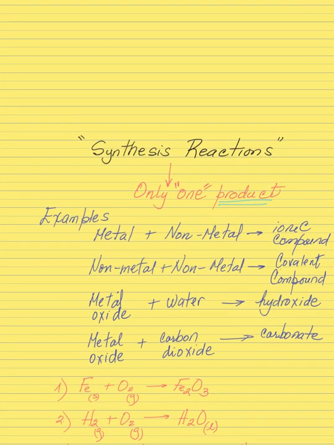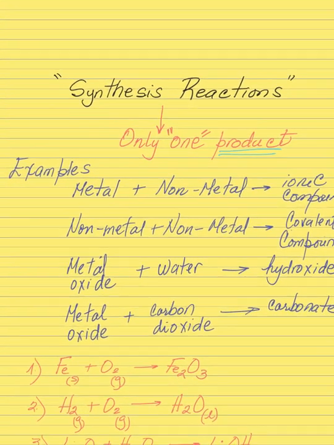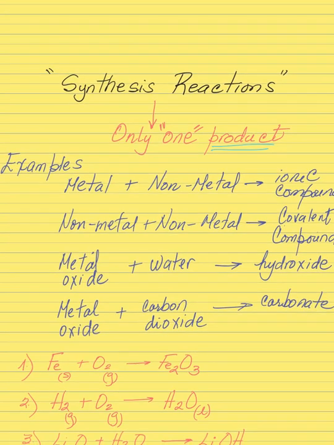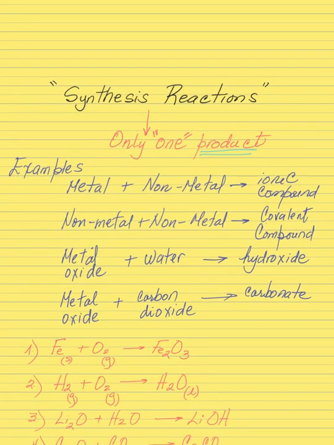First type of chemical reaction that we have over there. The first type, synthesis. And what is a synthesis chemical reaction? It's a reaction in which two elements or two compounds are going to combine to create only one product. I'm going to repeat that one more time. A reaction in which two elements or two compounds are going to combine to create one product. One product.